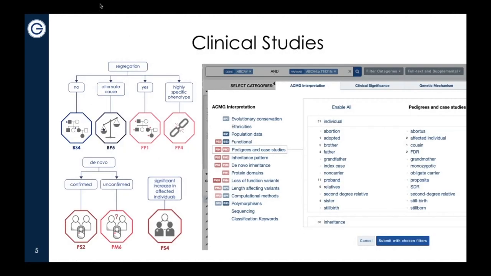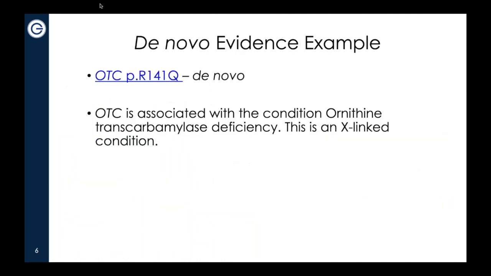So I'll start with a description of how Mastermind can assist with identifying and assessing these clinical studies. So we have a number of ACMG filters that can be used for this purpose, whether we're looking for individual case studies, case control studies, population studies, cohort studies, pedigrees, etc. So I'll go through a number of examples to illustrate this, starting with a use case that occurs where you need to identify whether the variant has ever been found in a de novo case.